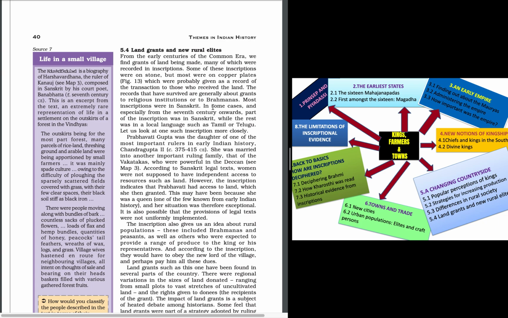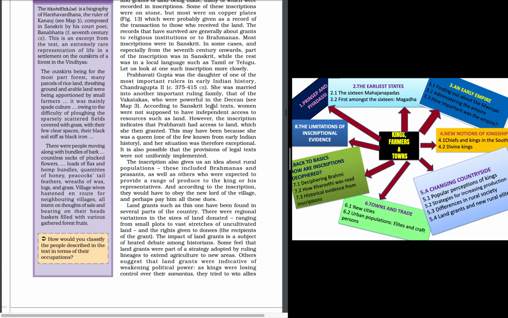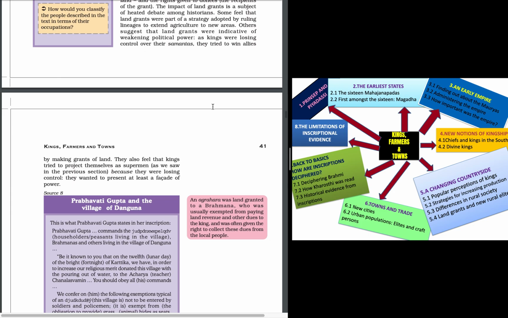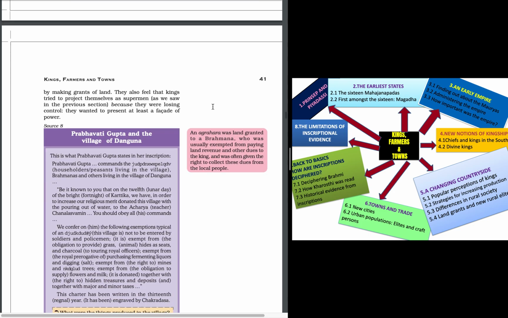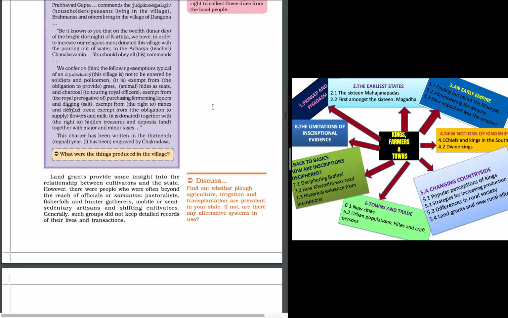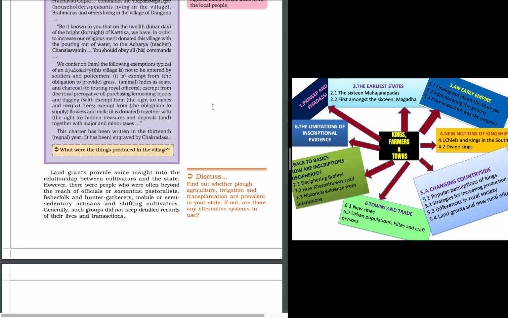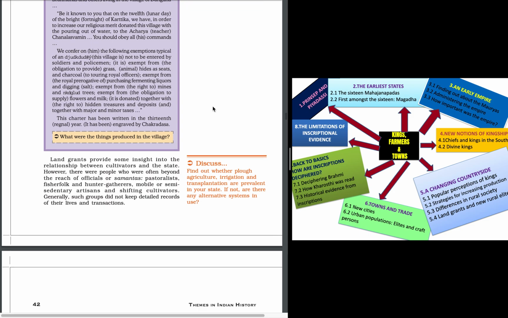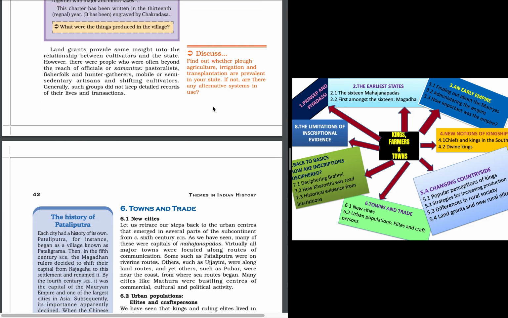Then there was a system of land grants, and new rural elites also developed. People who had more of the land were obviously elite classes. The sixth subheading discusses the development of the new cities. Of course, the heading says towns and trade. When we are talking about the towns, that means these were the cities, small cities.